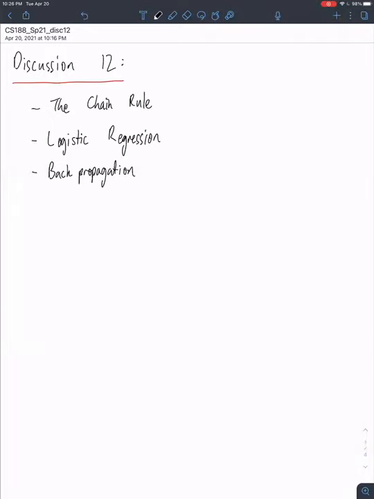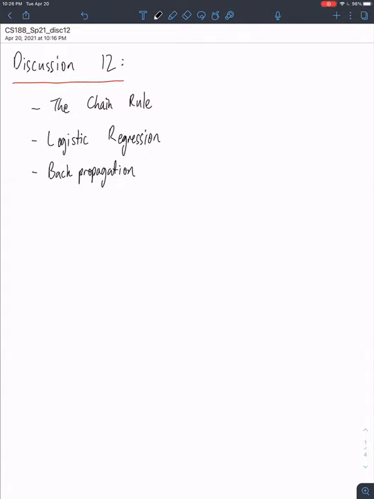Hello, everyone. Today it's discussion 12, and we're really talking about two things: logistic regression and backpropagation in neural networks. But just to start off with, I wanted to say a little about the chain rule, because the chain rule is pretty important for both of these. So what is the chain rule?